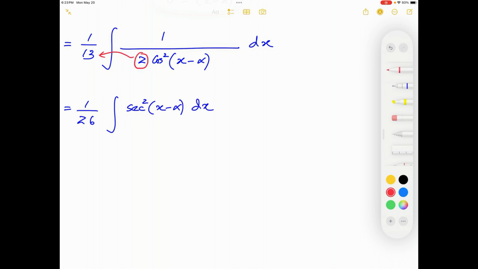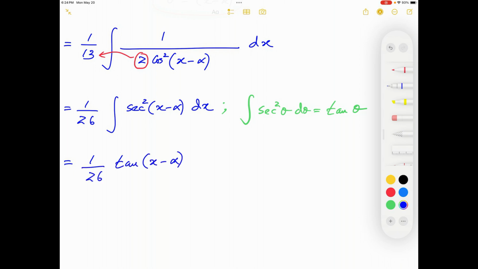Alright, now we are almost done, because from the standard table of integrals we know that the integration of secant squared theta d theta is equal to tangent theta. Since this alpha is a constant, I can apply this identity directly to solve this integration. Therefore, this integration becomes 1 over 26 tangent x minus alpha. In fact, this integration is an indefinite integral. Therefore, I will also need a plus c, where c is an arbitrary constant. Alright, now this is a final answer.